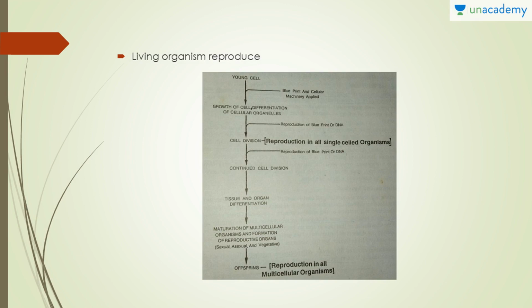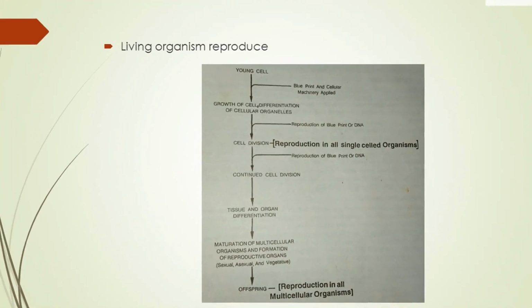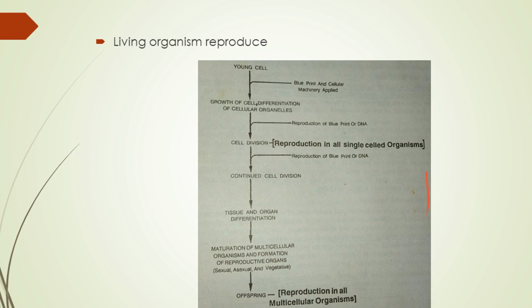Now living organisms reproduce. So this is the reproduction section. Living organisms reproduce but non-living cannot. So here young cell, then growth of cell, then cell division, then continues to cell divisions, then maturation regions, and finally an offspring.